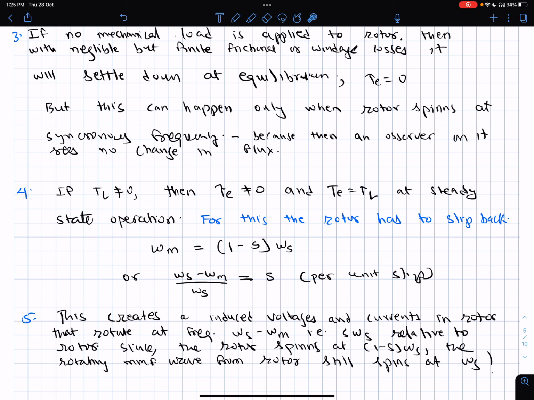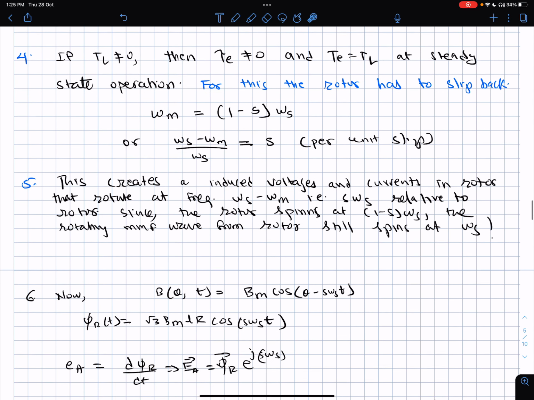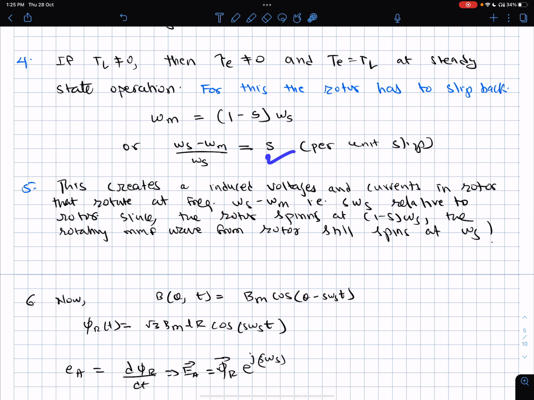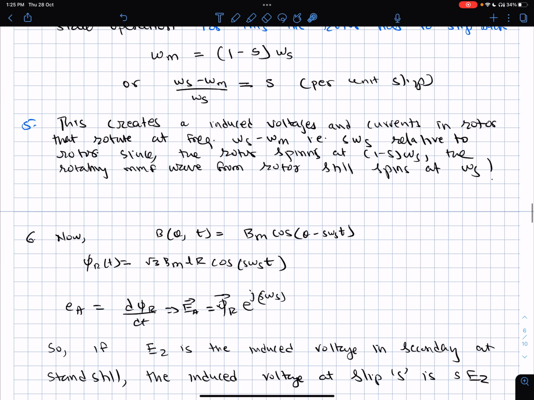It's called the slip, and you rewrite this equation as 1 minus s is omega m by omega s, and simplify it, so you get slip as omega s minus omega m by omega s. So it's a dimensionless quantity, it's a per unit quantity, it is called slip. Now if the machine has slipped back by slip s, then what is going to happen?